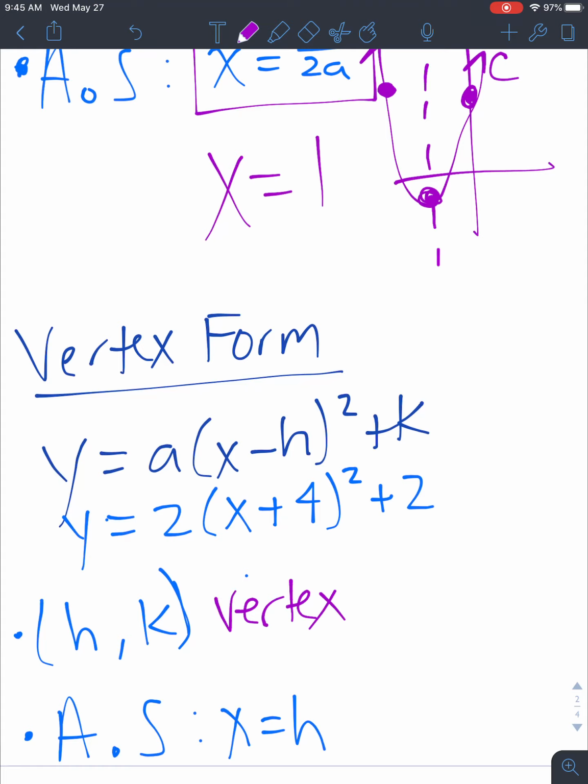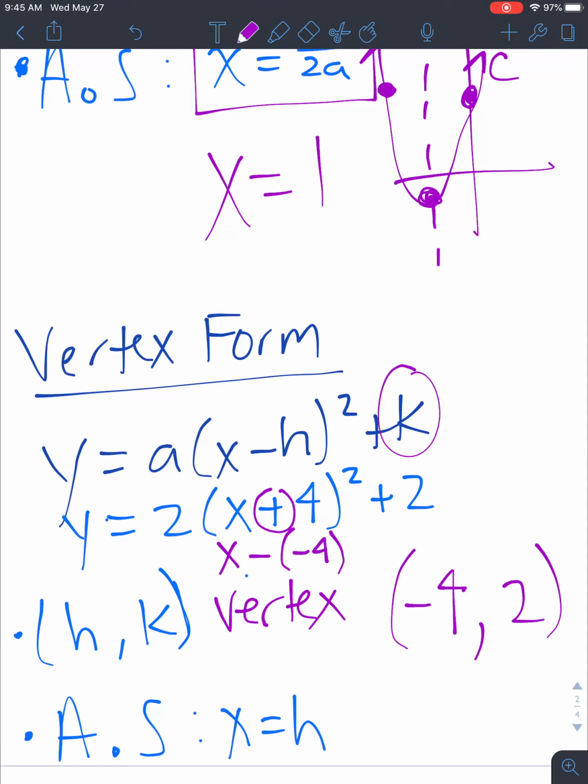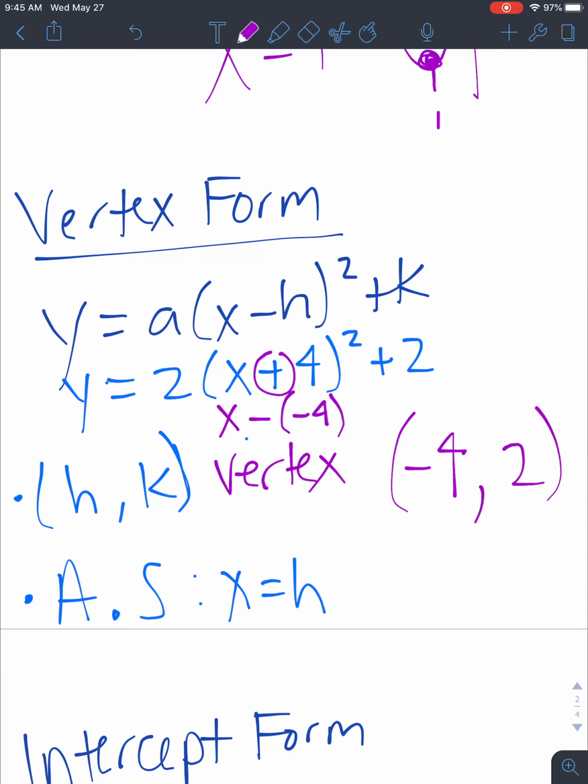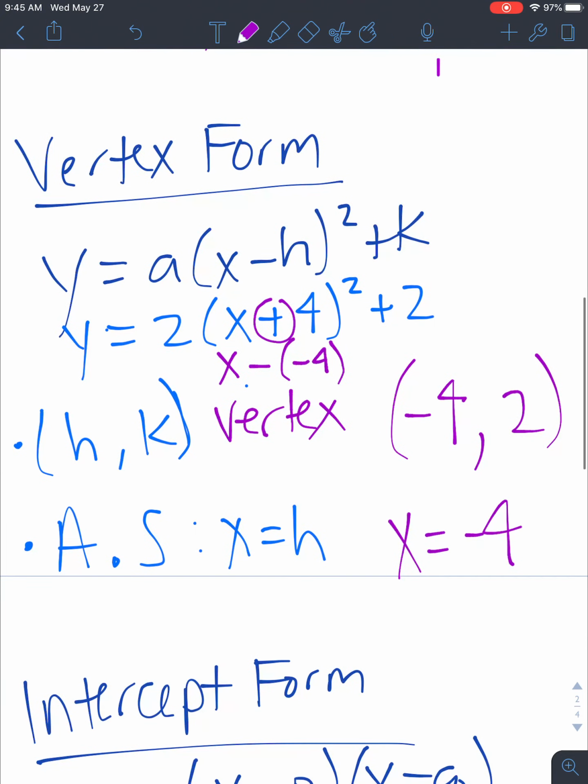So in this case, we have x minus, well, the only way to get a positive 4 here is if we have a negative 4 as our h. So that means our vertex is at negative 4, comma 2. And it's at positive 2 because, remember, k doesn't have any sign issues, okay? So our vertex for that would be at negative 4, comma 2. Our axis of symmetry, remember, is always at x equals h, all right? So our axis of symmetry in this case will be x equals negative 4.